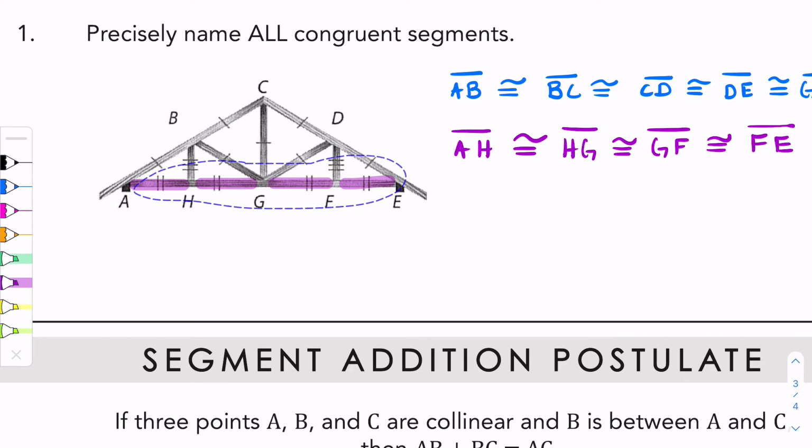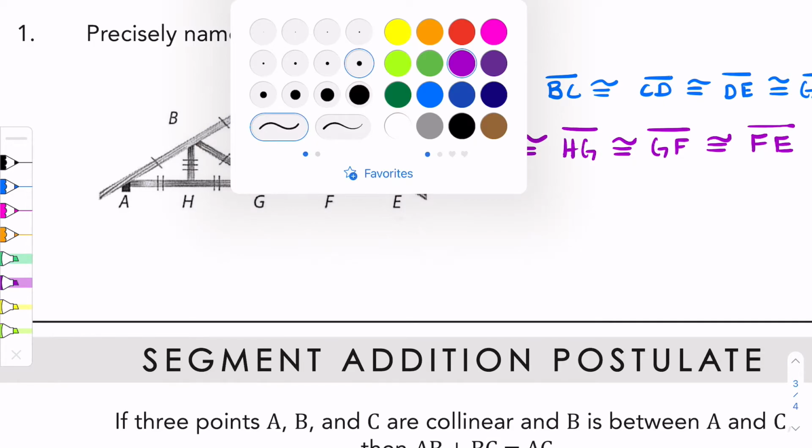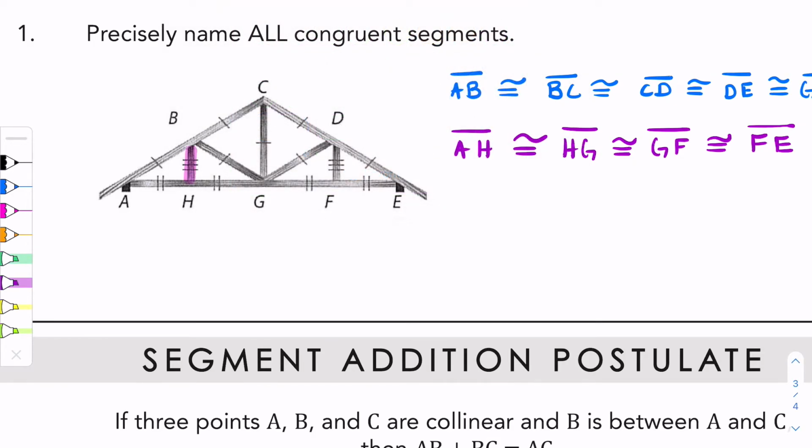And lastly, we have two sections that have three congruent bars, here and here. So I can say that segment BH is congruent to segment DF.